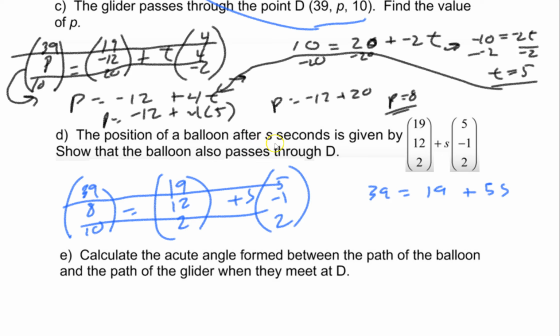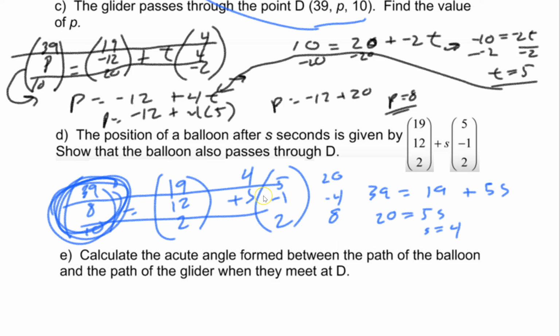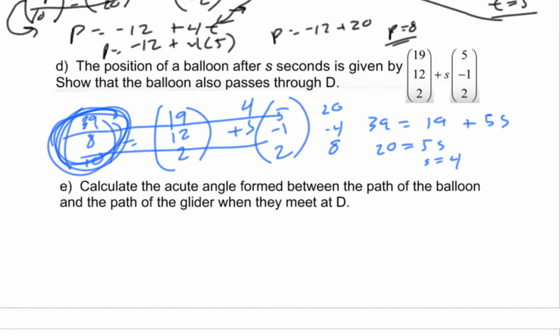Now again, it shows it passes through D, so I gotta find it. So solve it, minus 19. I get 20 equals 5s. s equals 4. Then you can plug in 4 to all this, and you get 20, negative 4 and 8. If you add it to that, you get what you want. That's all you do. When they say show, literally show. So I would multiply this by 4, get this, do that plus that, and show that I have this. I'm like, okay, I went through it.